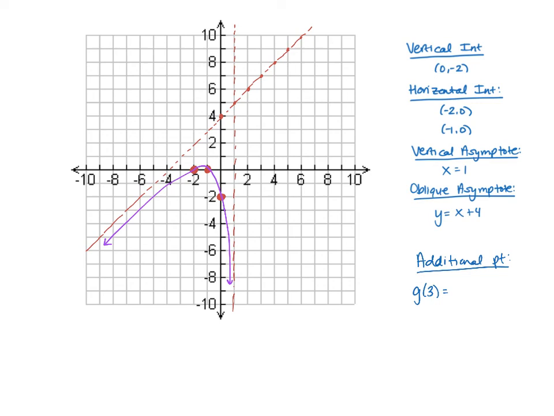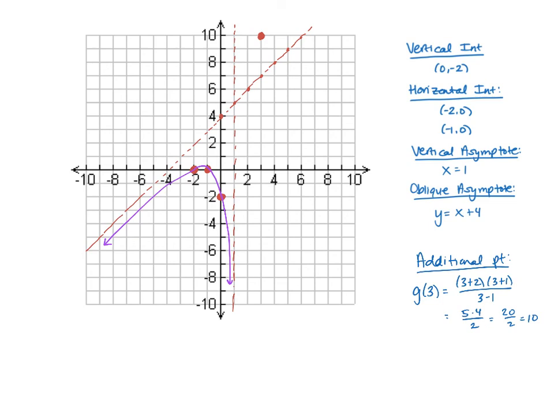So g of 3 would be 3 plus 2 times 3 plus 1 all over 3 minus 1. So 5 times 4 all over 2, so 20 over 2 is equal to 10. So this gives us some idea. So g of 3 equals 10. There's an additional point that's up on our graph.